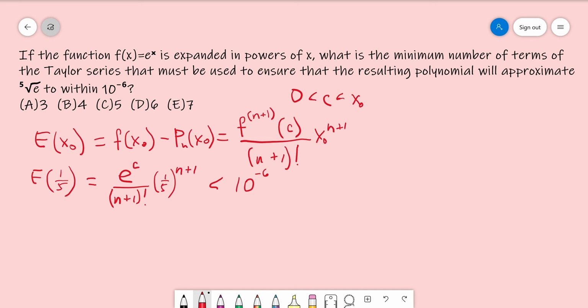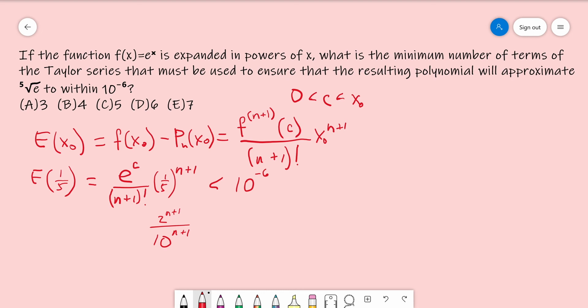Well, let's see. If we try to rewrite this a little bit, 1/5, that's the same thing as 2/10. So it'll help us to write 2/10, because then we have 2 to the n plus 1 over 10 to the n plus 1. And so if we try 10 to the 5th, this will give us a 10 to the negative 6 here. So we'll be able to compare it easily to the 10 to the negative 6 there.